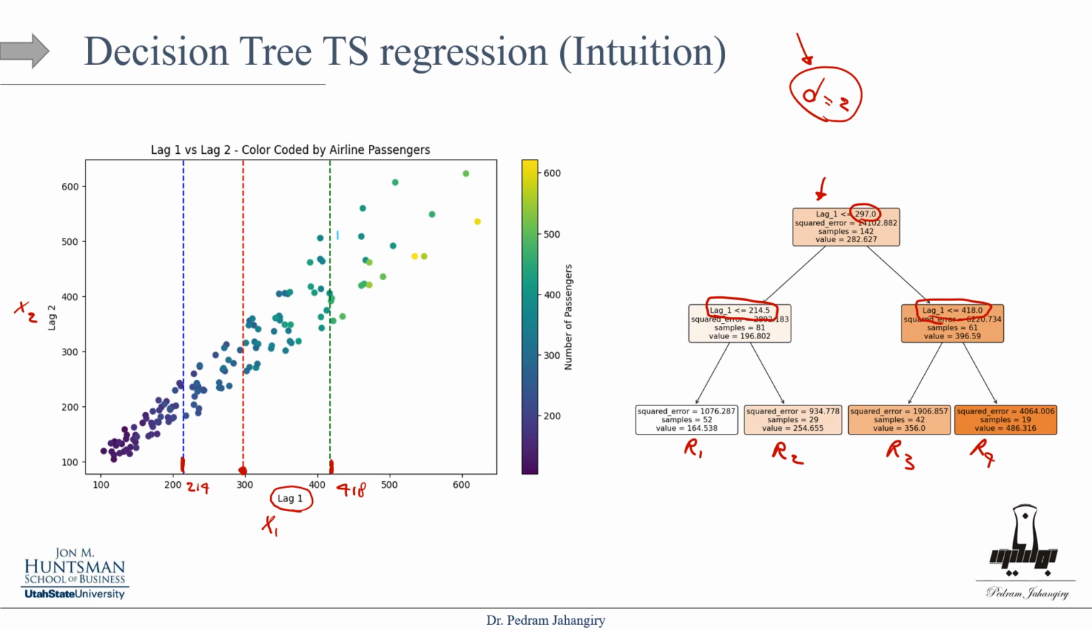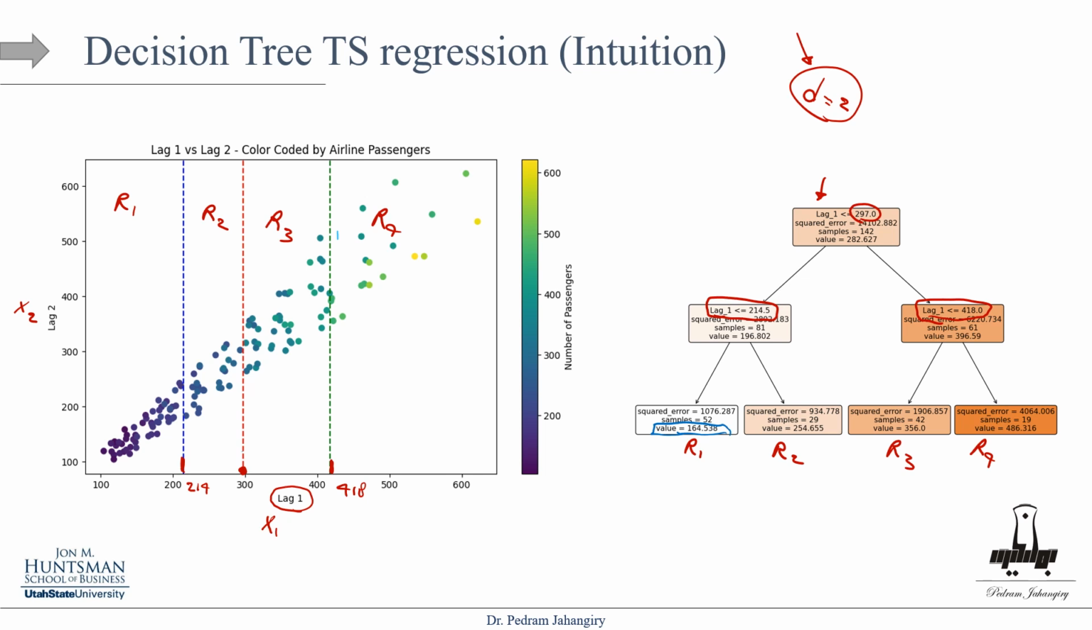So this is your R1, R2, R3, R4. It could have been something like this, right? So just don't think that it has to always be horizontal in this example. All right. So for example, for R1, what is the value? These are the predictions value, right? The prediction value is 164.